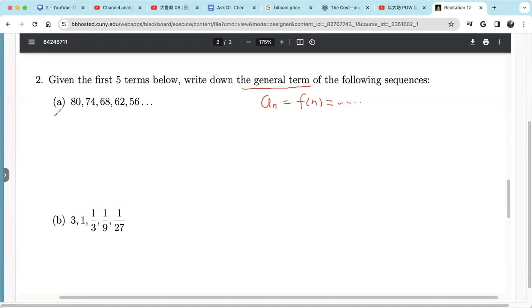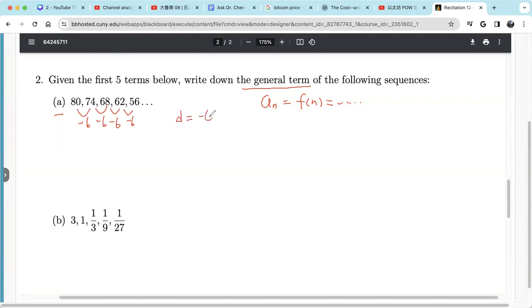Well, let's see this one. We have 80, 74, 68, 62, 56, and the numbers are decreasing. From 80 to 74, there's a subtraction of 6. 74 to 68, also subtract 6. So this is called an arithmetic sequence. An arithmetic sequence has a common difference, which in this case we call d.